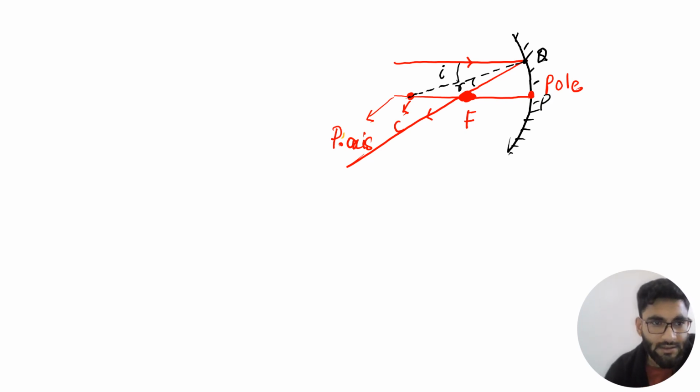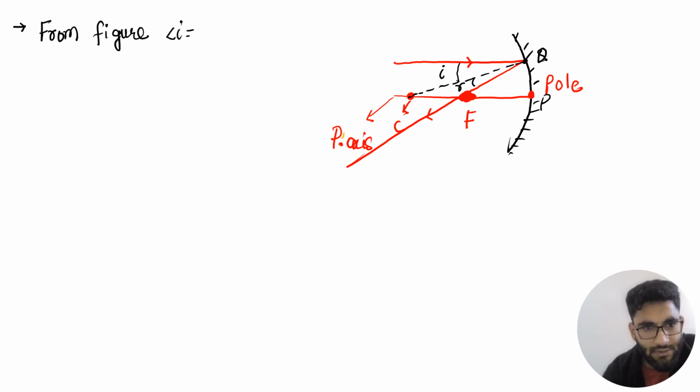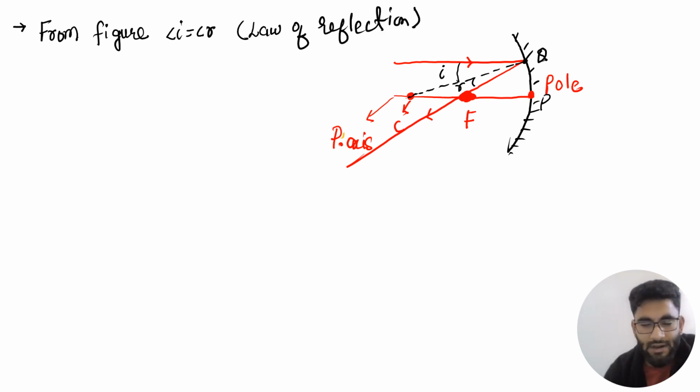From the figure it's clear that angle I equals angle R. Why is angle I equal to angle R? As per the law of reflection, right? This is the law, it will never change. So this is the first condition.